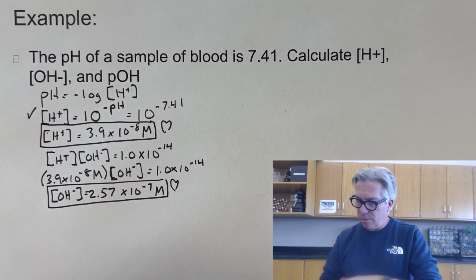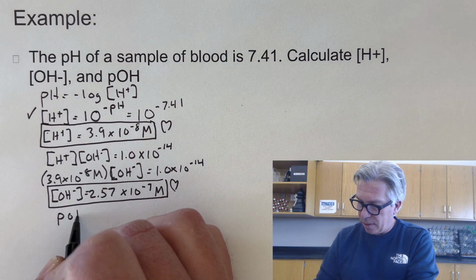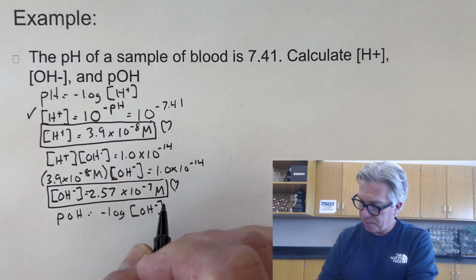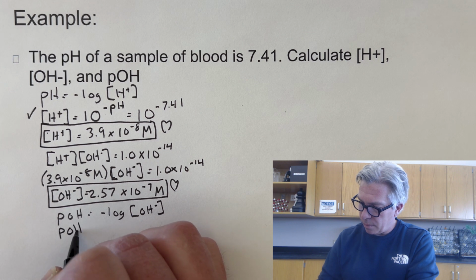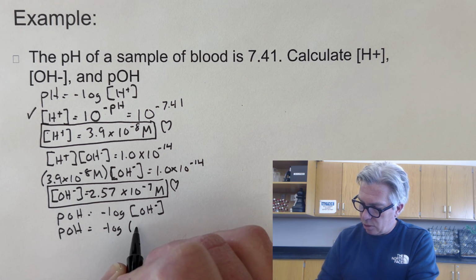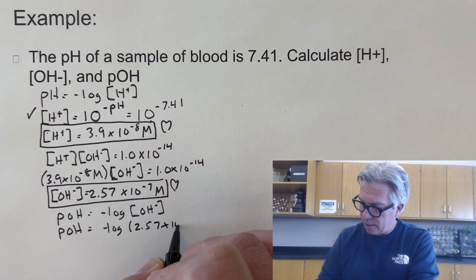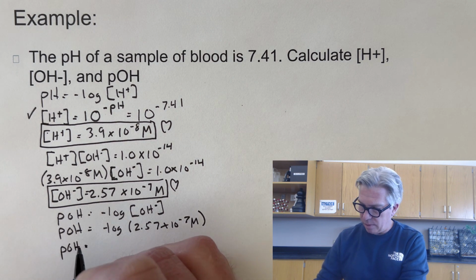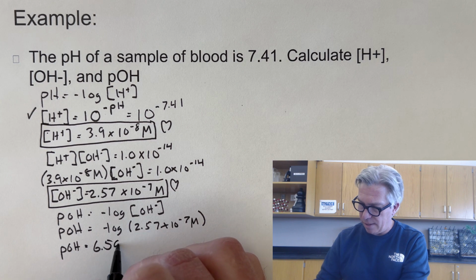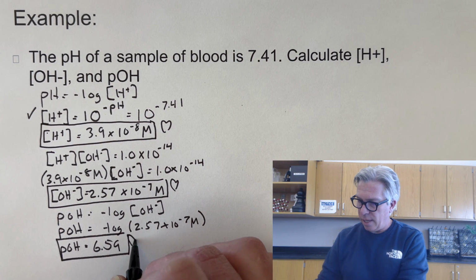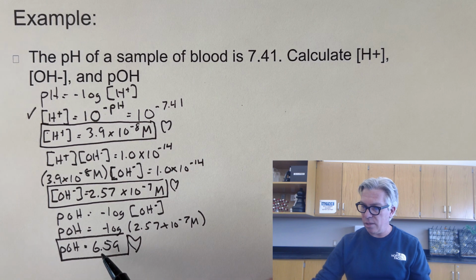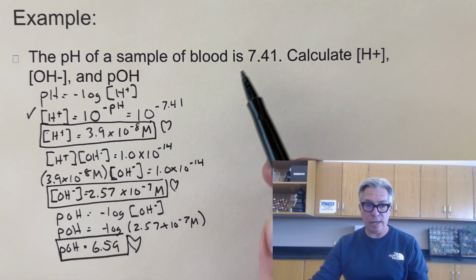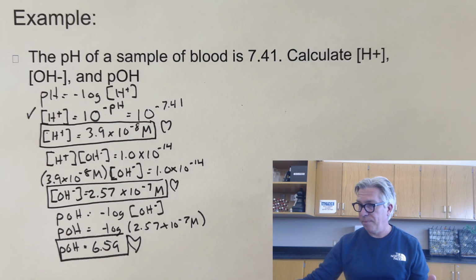And then I want to get the pOH. And the pOH here is the negative log of the OH concentration, which I just found. And that's going to be 2.57 times 10 to the minus 7th. And the pOH here is going to be 6.59. And there's a second way I could have done the pOH. I could have taken 14 minus the 7.41 because these two should add up to 14. And you're welcome to do that as well.